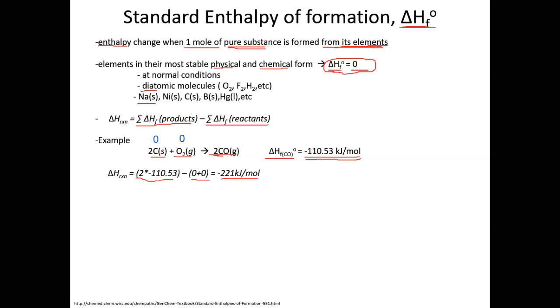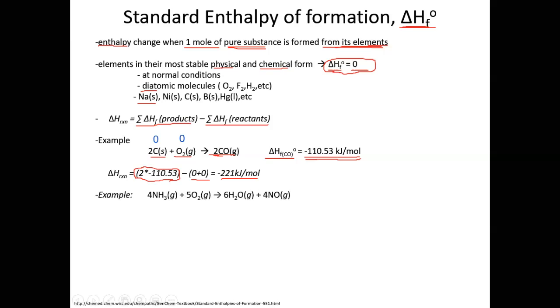So we get the delta H of the reaction. And in this case, it's exothermic. So again, it's the products minus the reactants. Again, you multiply the heats of formation by the coefficient in front of the product or reactant.